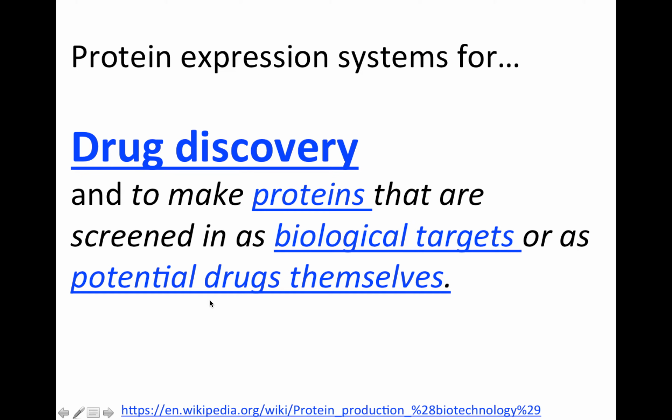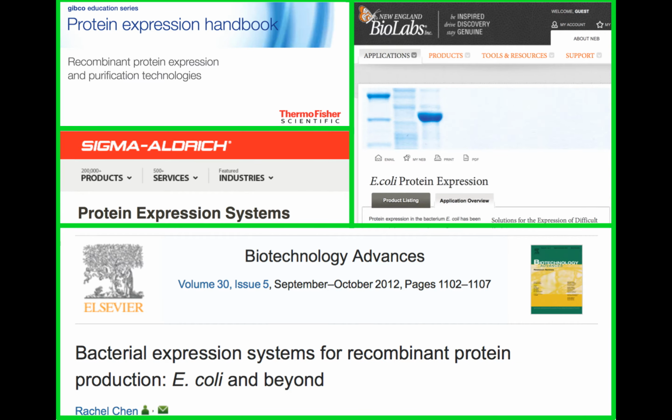Protein expression systems also exist for drug discovery to make proteins that are screened as biological targets or as potential drugs themselves. Here's a variety of different protein expression systems that exist in the commercial venue, from Thermo, from Sigma Aldrich, from New England Biolabs. There are many more biotech companies that produce protein expression systems.